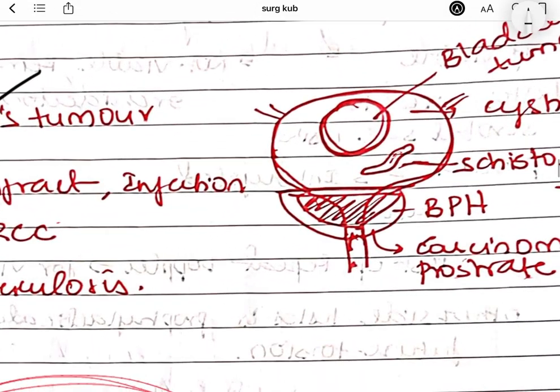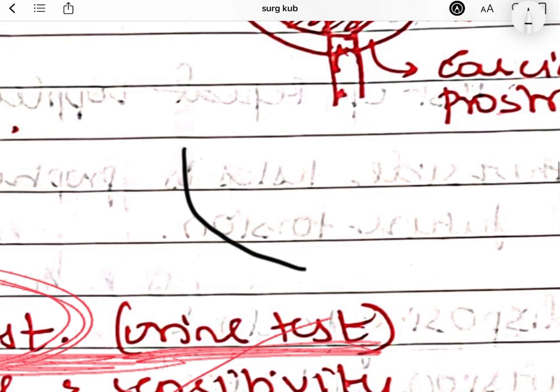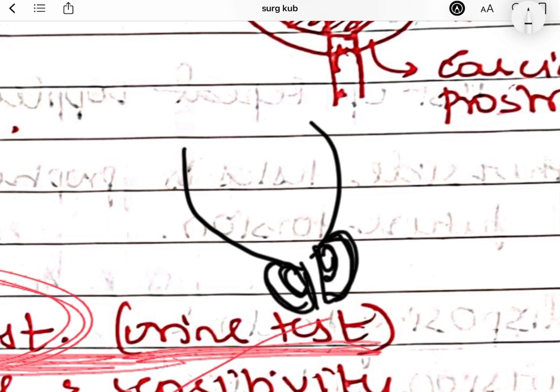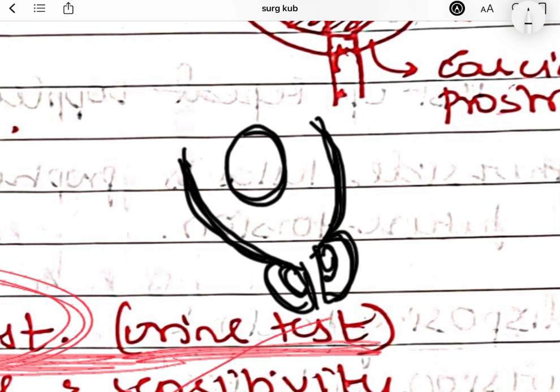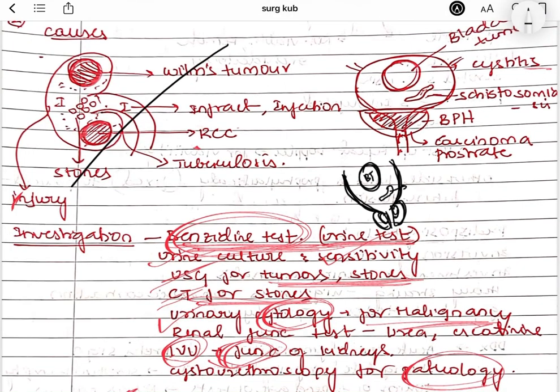Now coming to this diagram. First we'll draw a bladder and we'll draw a prostate. Small enlargement of the prostate is benign prostatic hyperplasia. Very much enlargement of the prostate is prostatic carcinoma. And inflammation of the bladder wall is cystitis. And you will draw a big bubble here, which indicates bladder tumor. And also you will draw a worm-like thing here, which is schistosomiasis haematobium. So this is about it.